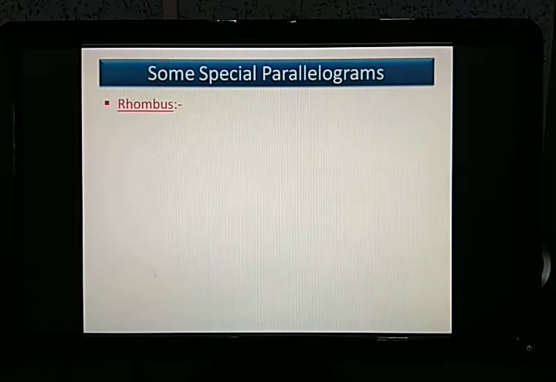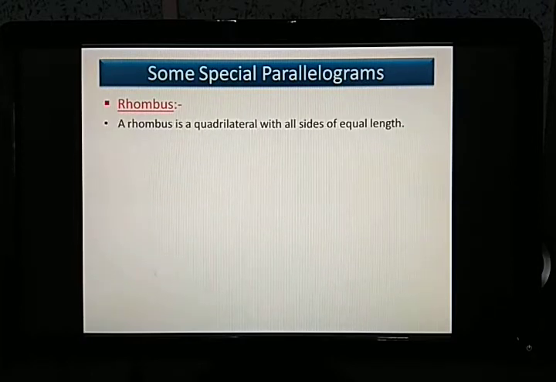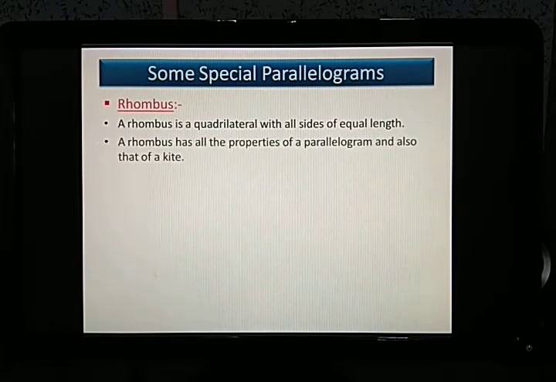So what is a rhombus? Let us see the definition. A rhombus is a quadrilateral with all sides of equal length. We know there are 4 sides, so all the sides will be of equal length. Now a rhombus has all the properties of a parallelogram and also that of a kite. We have learned about a parallelogram as well as a kite. So how does it satisfy the properties?